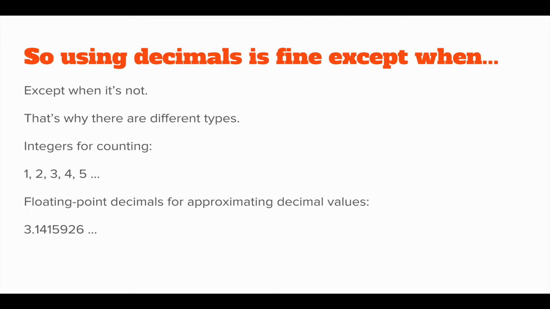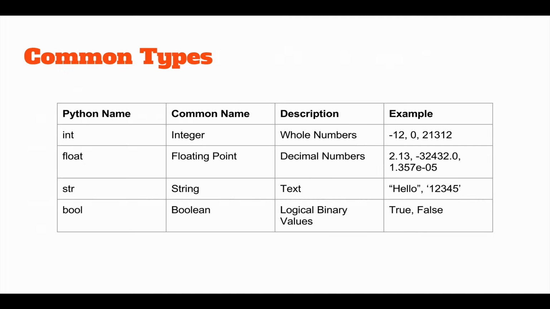That's why there are different types. We'll use integers for counting, floating point decimals for approximating decimal values. And in Python, integers are known as ints. Decimal numbers are known as floats. Text is represented by strings, and that uses the abbreviation str, and Boolean values of true or false are represented by the word bool.